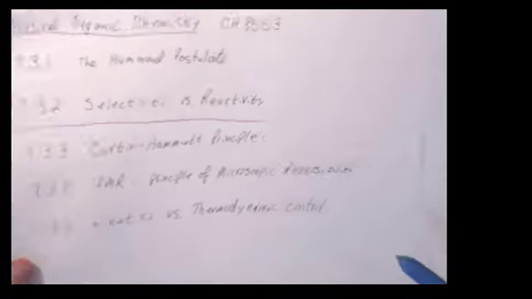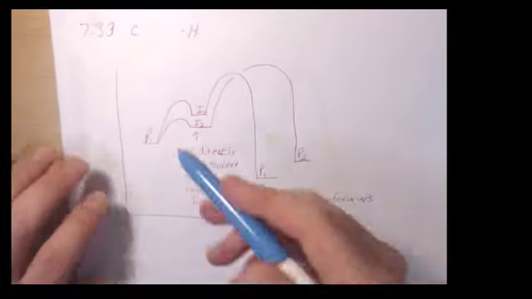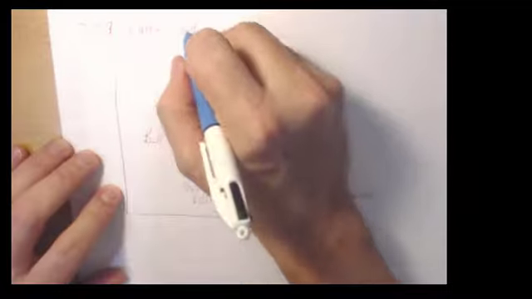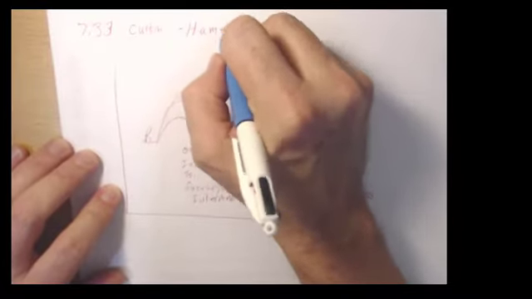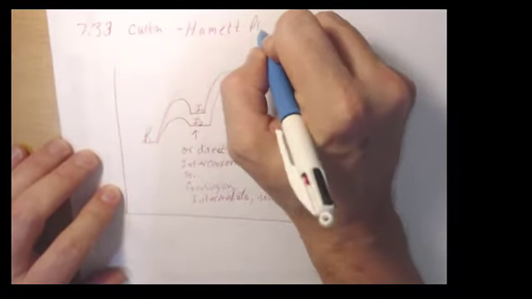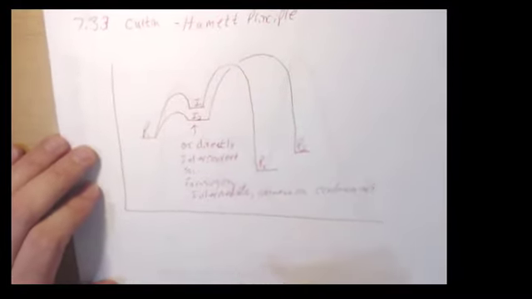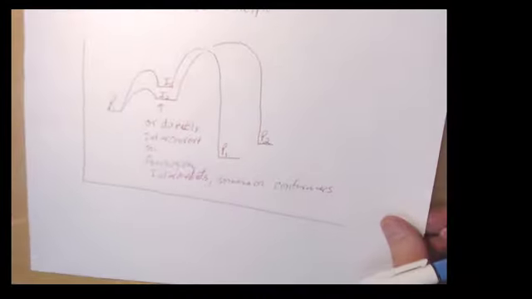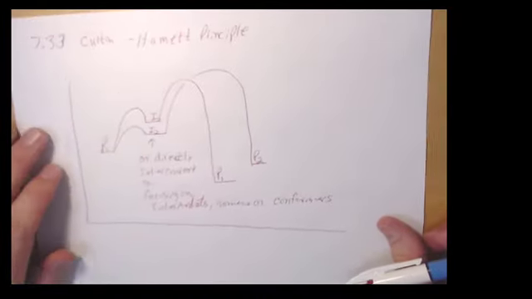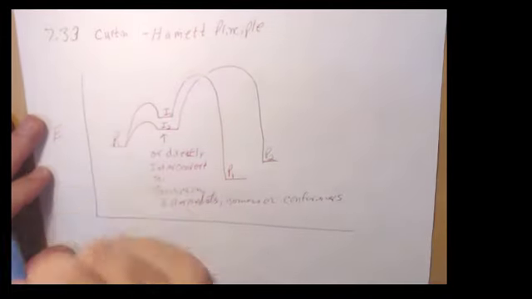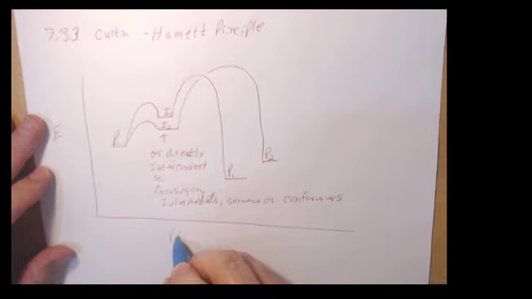So first, the Curtin-Hammett principle. I'm going to start with a reaction coordinate that you've probably seen many times. That seemed to be showing through, so let me make a change there. Energy on the y-axis, and then this is reaction progress.